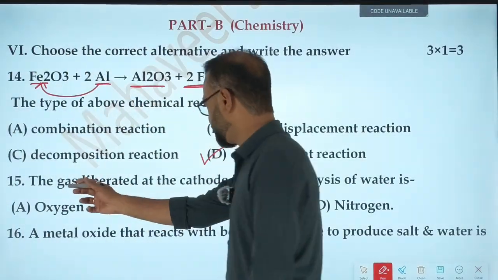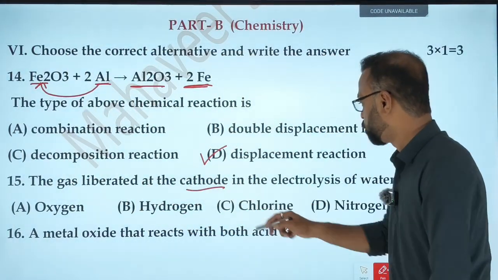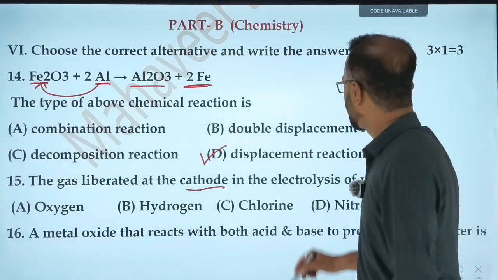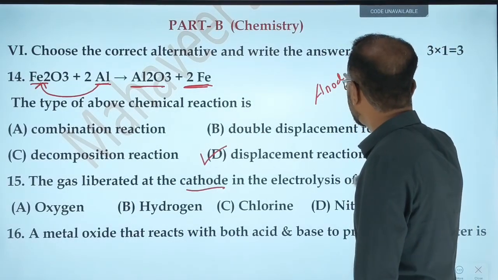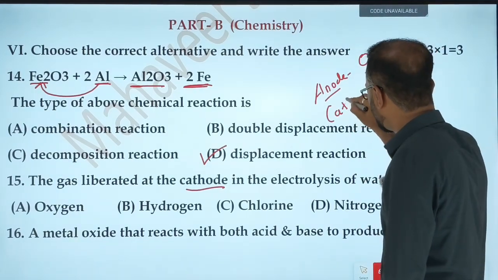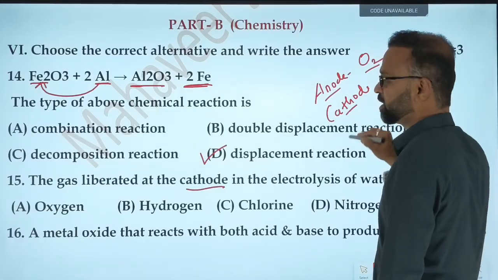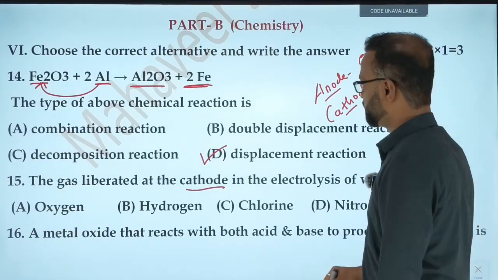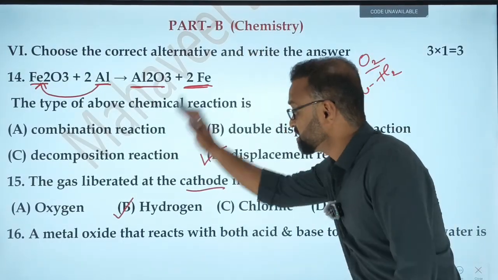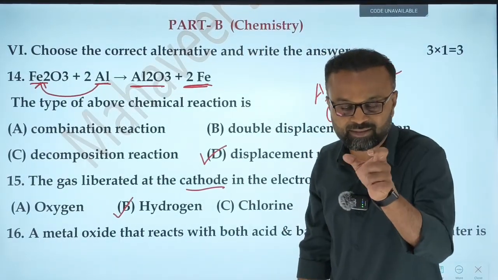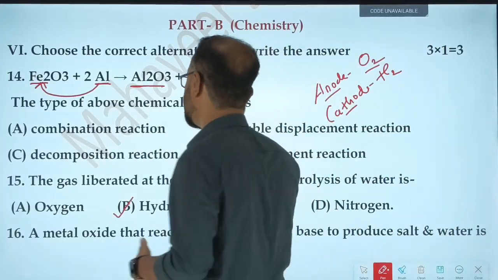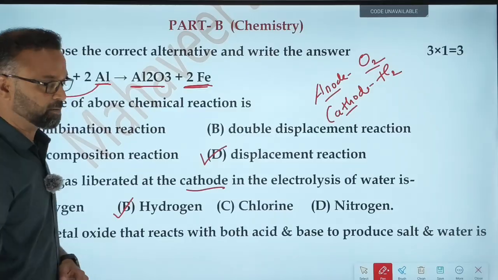The gas, see here, the gas liberated at the cathode in the electrolysis of water. So many times you get confused, right? I will tell you a hint. Anode means O, oxygen. Cathode, that is hydrogen. They are asking about the cathode, that means hydrogen is the correct option. Sometimes in these MCQs they will also ask questions about oxidation and reduction. So this is my guess. So let us see how the question paper will be set by the board.